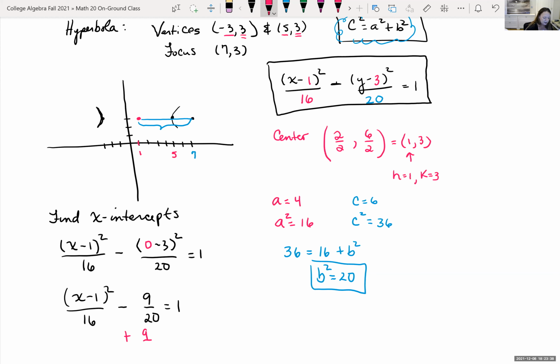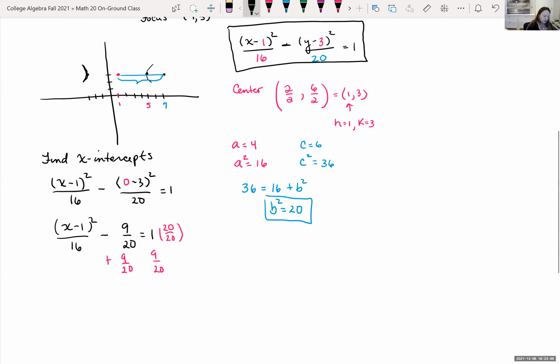So let's add 9 over 20 to both sides. I'm going to need a common denominator, so we're going to treat this 1 as 20 over 20. So far we have x minus 1 quantity squared over 16 equal to 20 over 20 plus 9 over 20, which is 29 over 20. Let's clear the fraction. We'll clear the 16 in the denominator because we want to isolate that perfect square, and we can do that by multiplying both sides by 16.